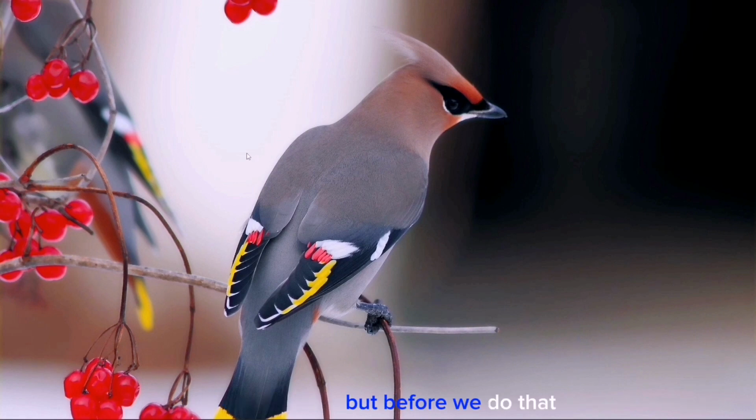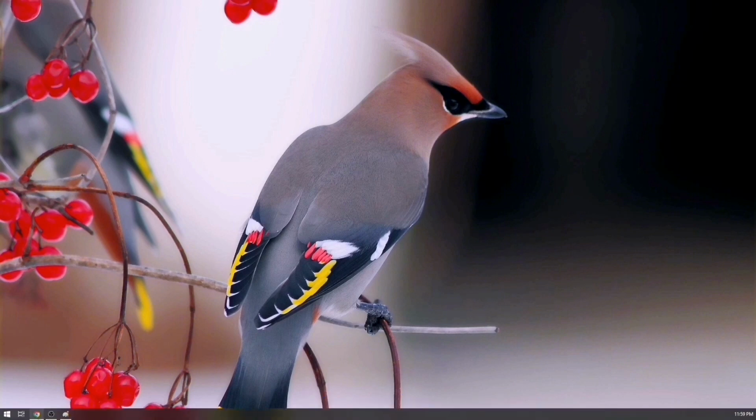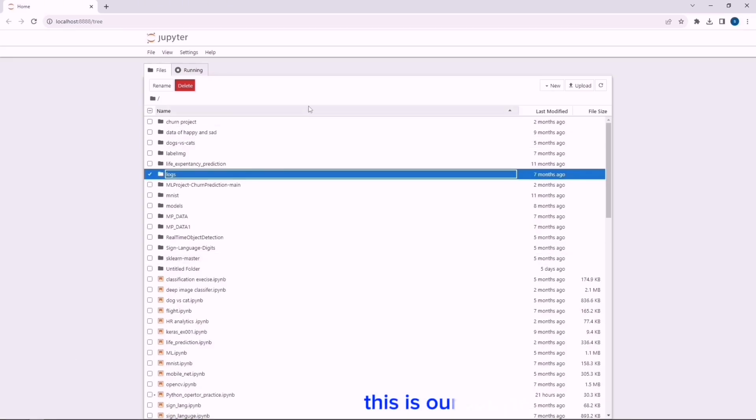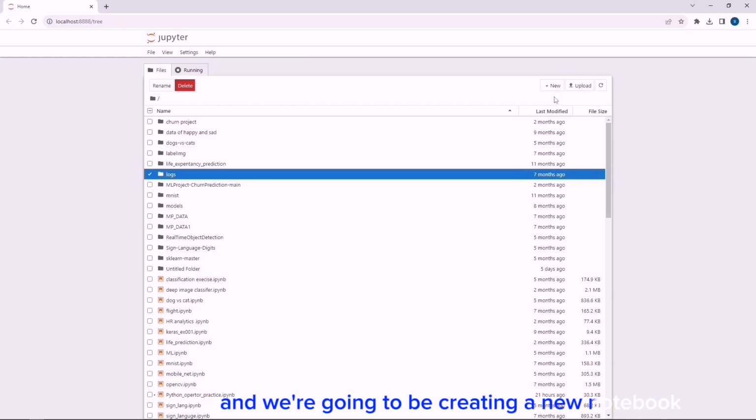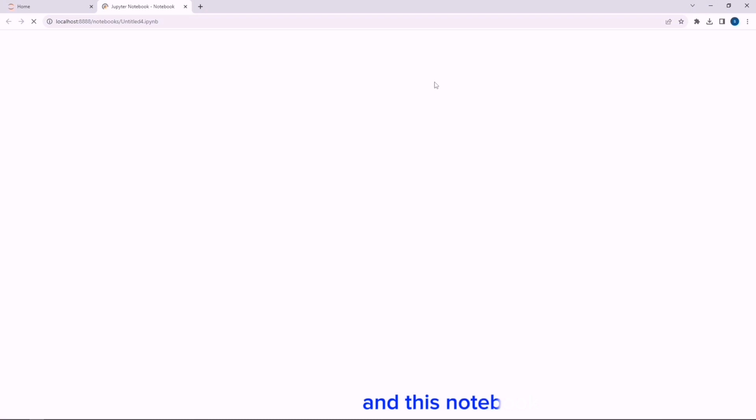But before we do that, let's quickly move into Jupyter. This is our Jupyter interface, and we are going to be creating a new notebook, and this notebook we are going to be naming it Python operators. That's what we're going to be naming this notebook.